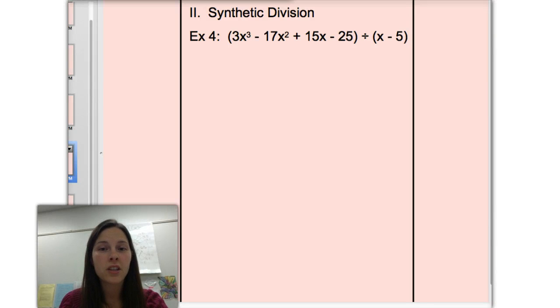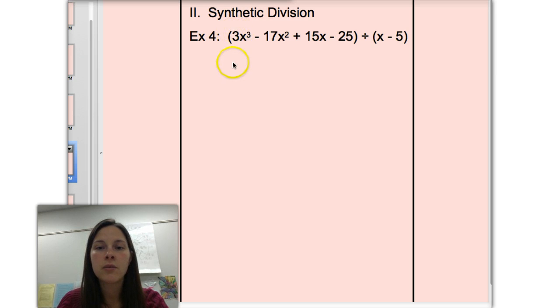You'll be happy to know that long division isn't the only way to divide polynomials. If you take a look at this piece right here, what we are dividing by, as long as it is a binomial with the x term having a coefficient of 1, then we can use something called synthetic division. Some of you may remember this from last year. This is where we only use the coefficients of the polynomials and we can set them up and divide without actually dividing. So it's kind of a nice process.